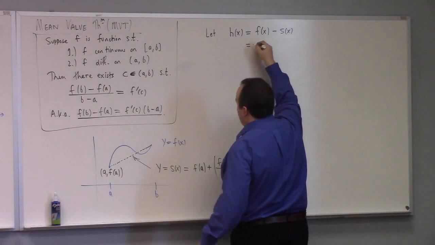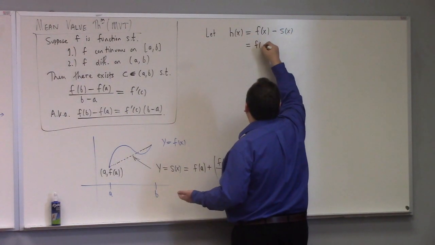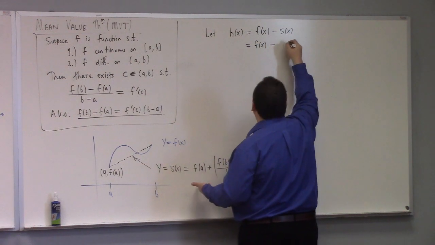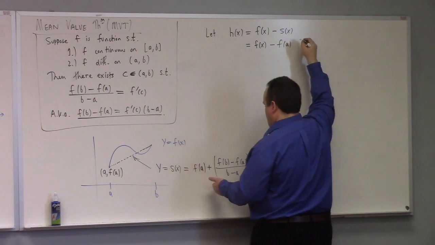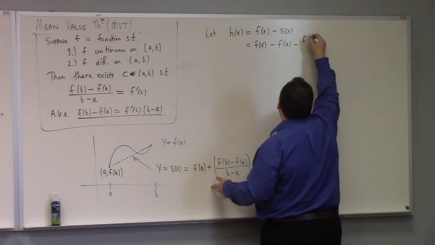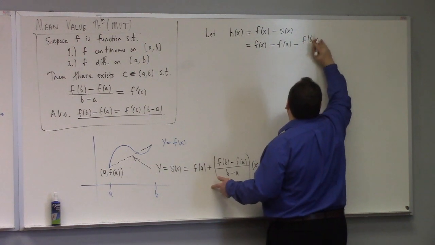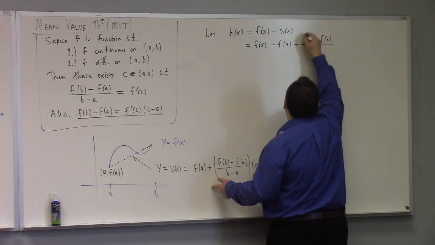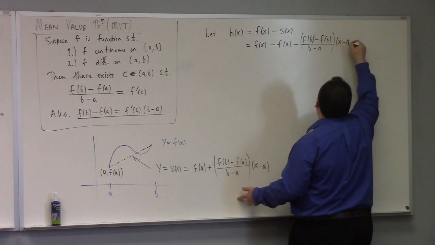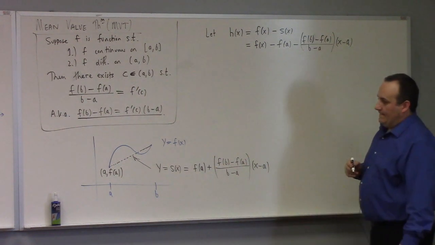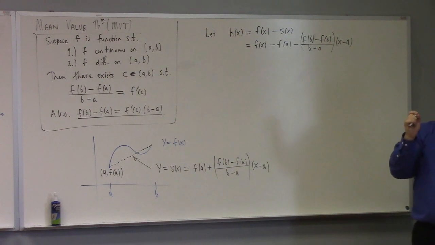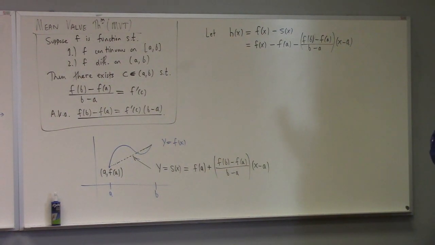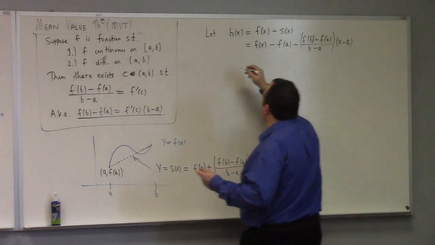The formula explicitly is f of x minus f of a minus f of b minus f of a, divided by b minus a, times x minus a. Now think about this. Because f of x and s of x begin and end at the same point, what does that make h of a equal to and h of b equal to? Observe.